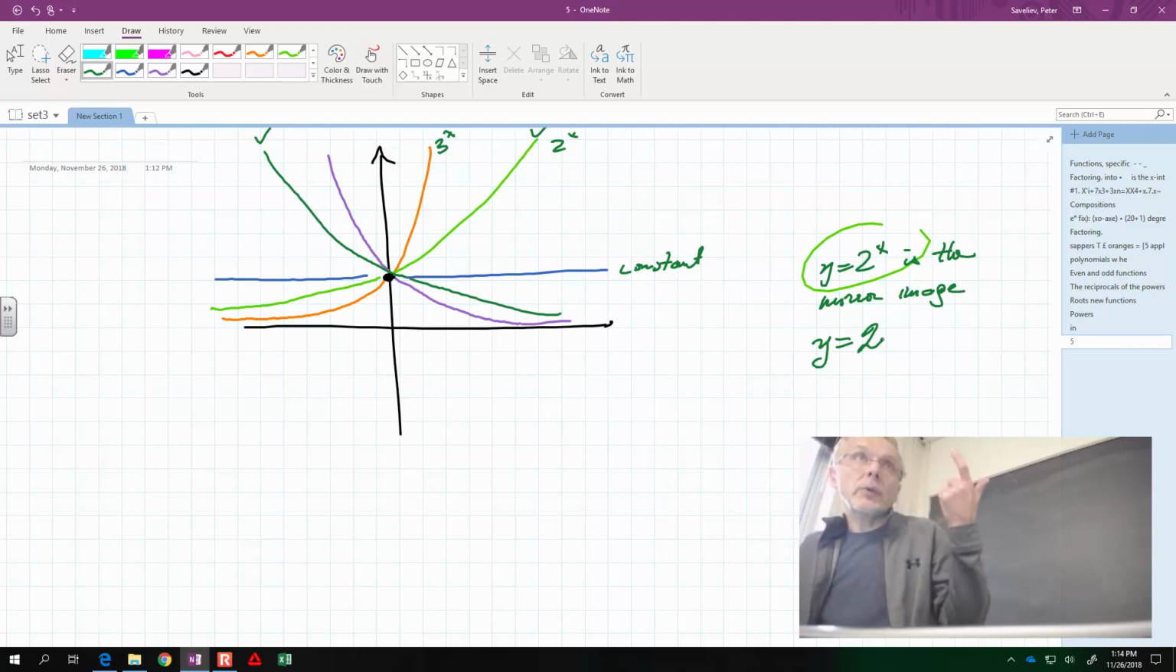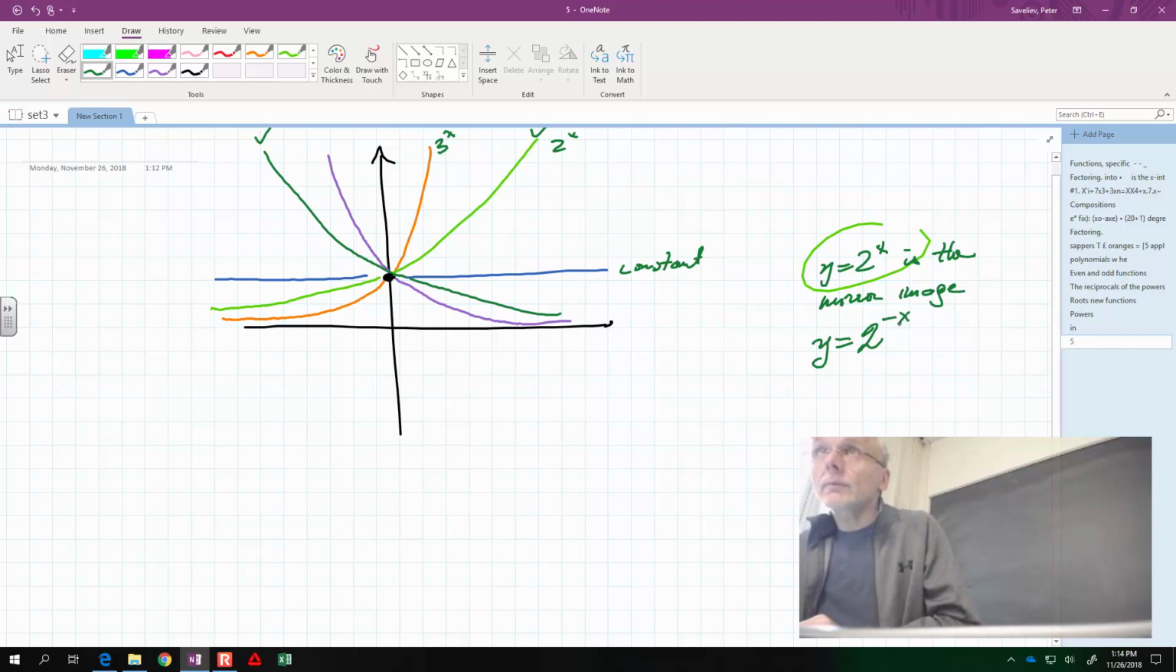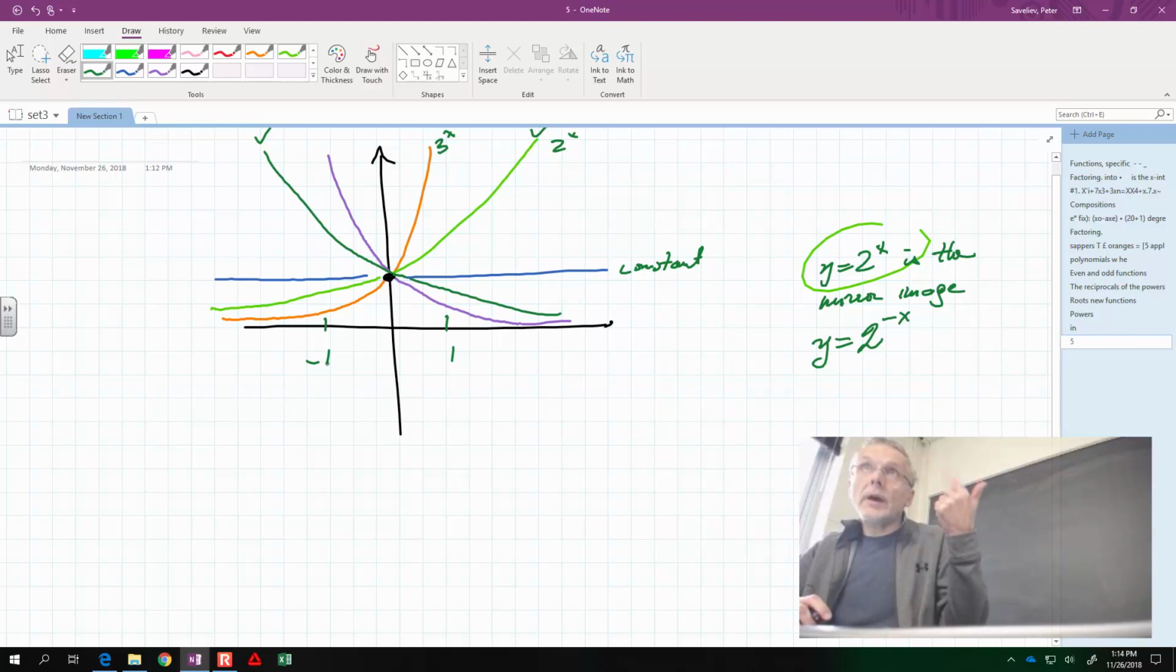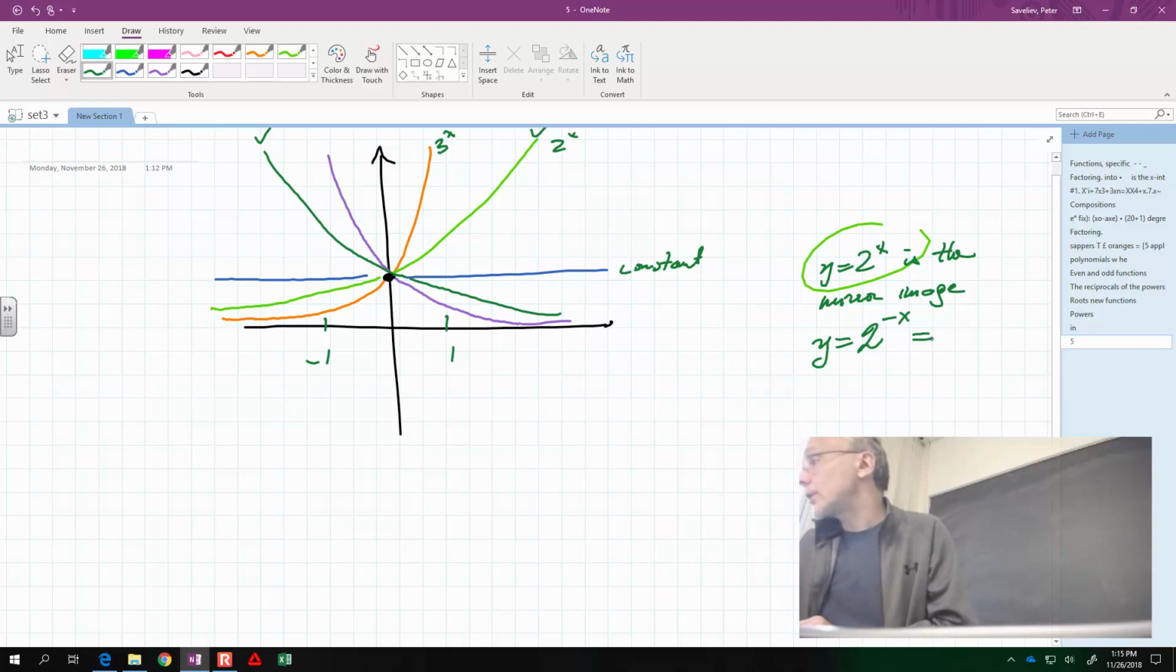X replaced with negative x. So if this is 1, the opposite is negative 1. That's the flip, right? So x becomes negative x, and the function y equals 2 to the x becomes y equals 2 to the negative x. And to confirm the algebra brought up a minute ago, it's the same as 1 over 2 to the x.